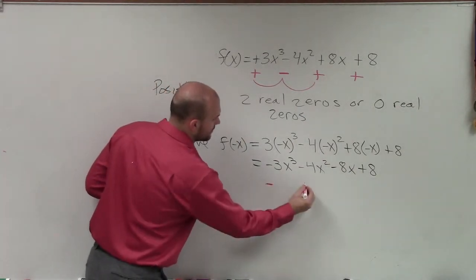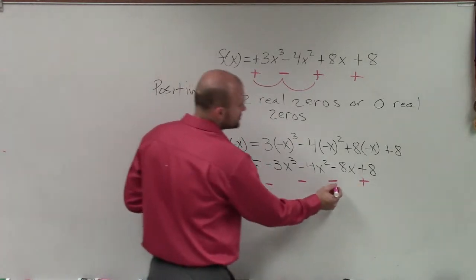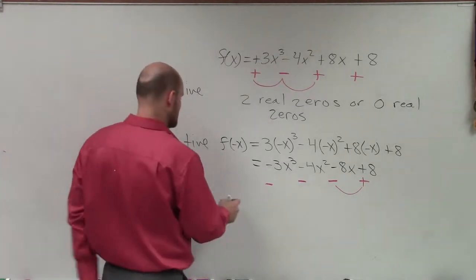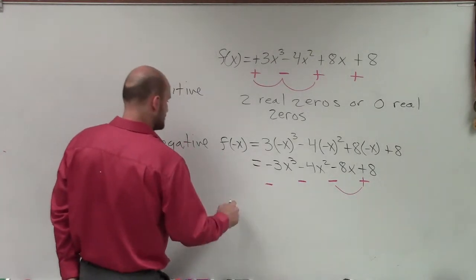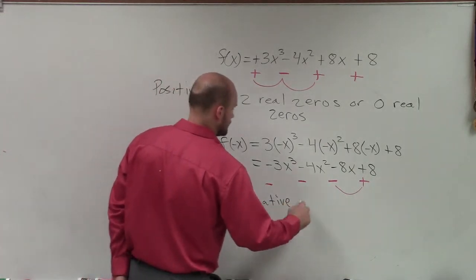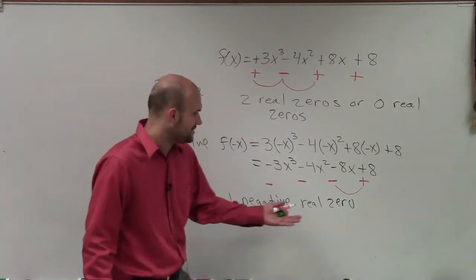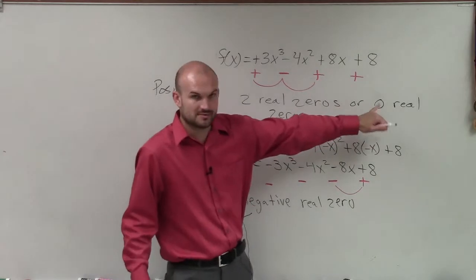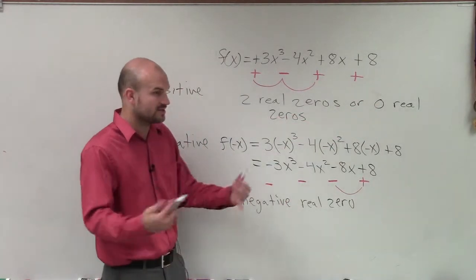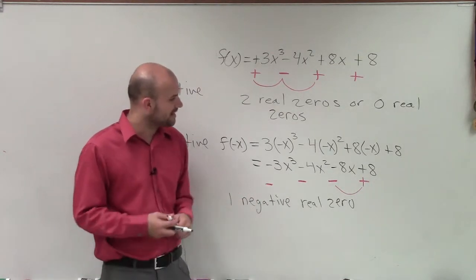Negative, negative, negative, positive. So now you can see there's one interchange. So the number of negative real zeros is now going to be 1 negative real zero. Now, the problem is we can't subtract. You say, well, this one you subtracted 2, right? You subtracted an even number. Well, if you subtract 1, that means you'd have a negative amount of zeros, which is impossible. So therefore, since you cannot subtract an even number, there's only 1 negative real zero.